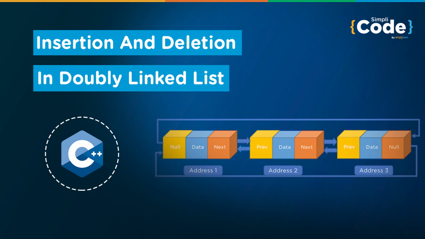In today's session, we'll be discussing some operations performed on doubly linked lists like insertion and deletion. Now, the operations of insertion and deletion can be done at various positions like at the beginning of the node, at a specific position, and at the end of the node.